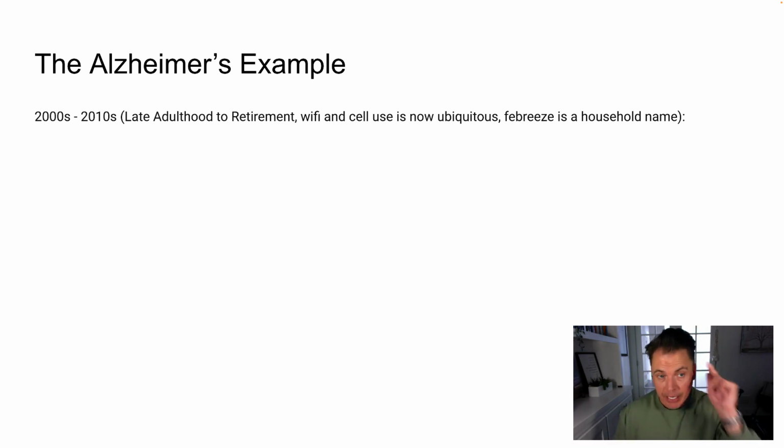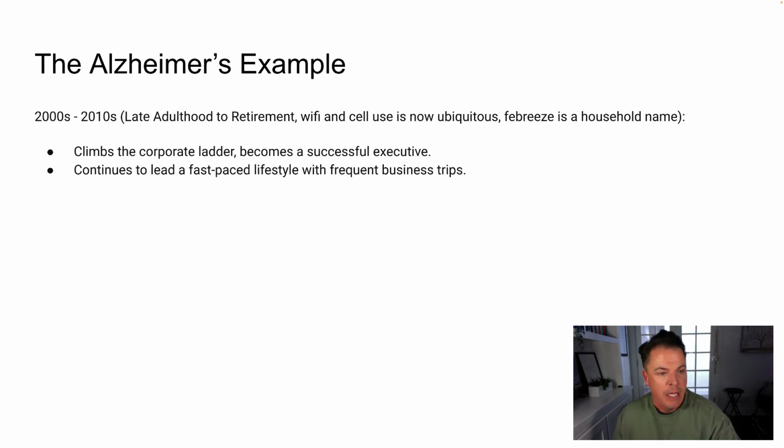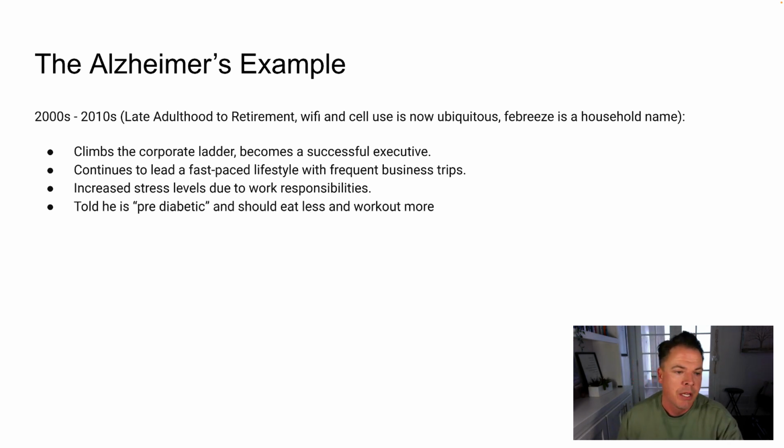But in late adulthood, Wi-Fi and cell phone use is now ubiquitous. Things like Febreze are household names. So we get fragrances that are disrupting hormones. We have Wi-Fi and cell phone use, which are disrupting some metabolic factors there. But John here, he continues to climb the corporate ladder, becomes a successful executive. He continues to lead a fast-paced lifestyle, takes frequent business trips. His work responsibilities go up, so do his stressors.